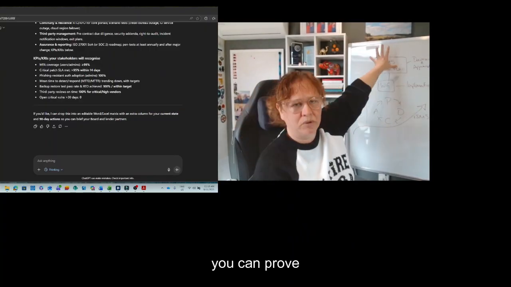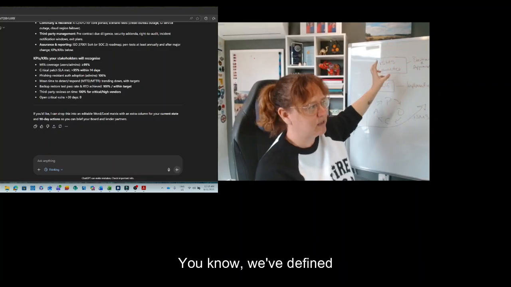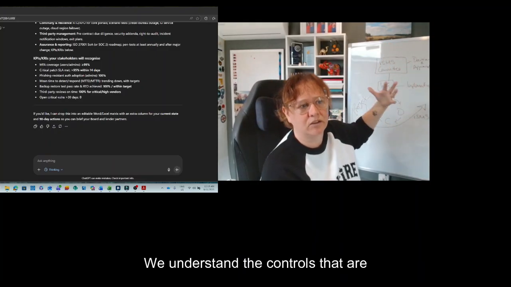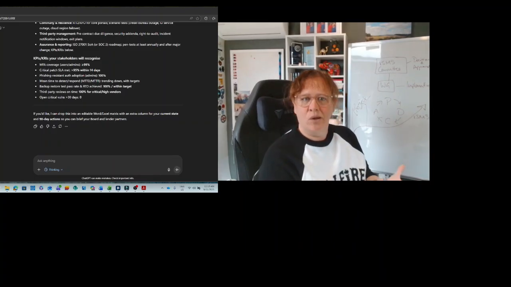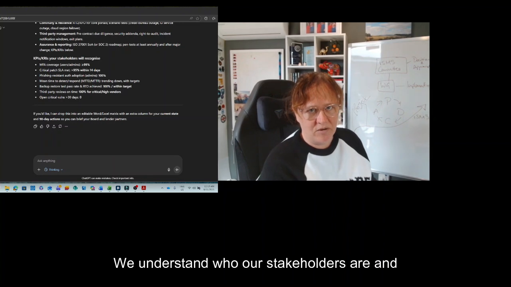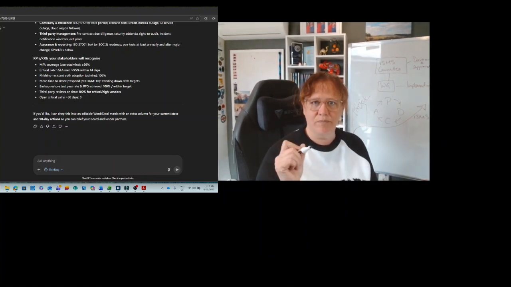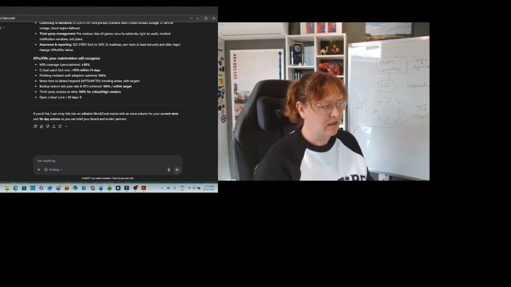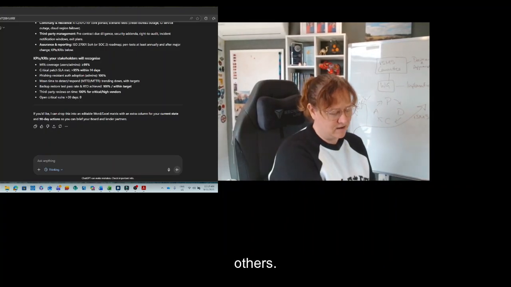So you can prove leadership and commitment. We've defined our scope, we understand the controls that are relevant to our organisation based on what we do and how we do it. We understand who our stakeholders are and what they need from us. So that may also give us some milestones for reporting, and some very specific controls that we need to report on more regularly than others.